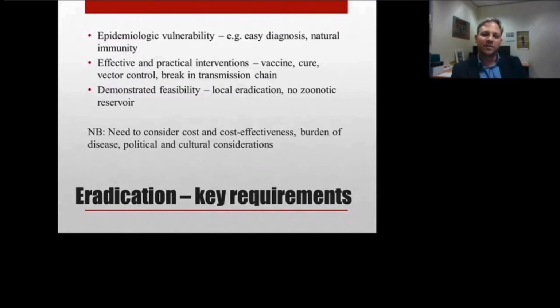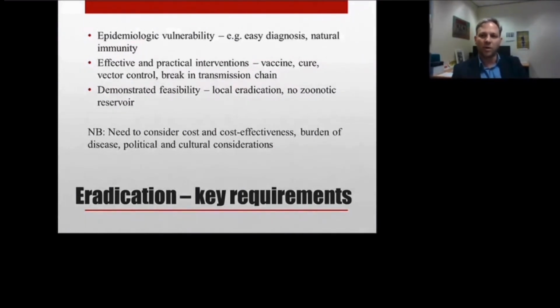So what do we need for eradication for a start? What are the key requirements? Firstly, there has to be some epidemiological vulnerability about it. You need to be able to diagnose the cases, for example, so that you can know what you're dealing with, and you can be sure about the progress and the case numbers and the disappearance of it.